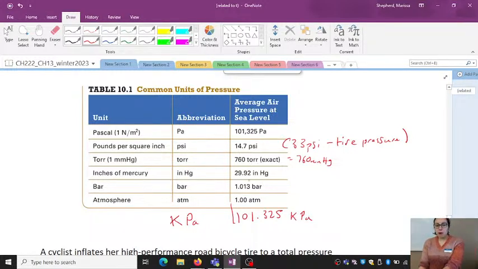Anyways, you might see this bar unit, but this is kind of more for the weather, especially like American units. Or, of course, again, 1 ATM.